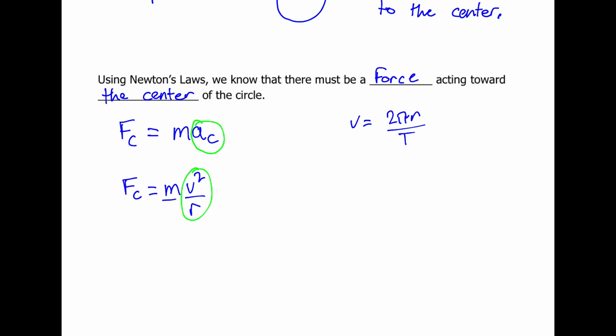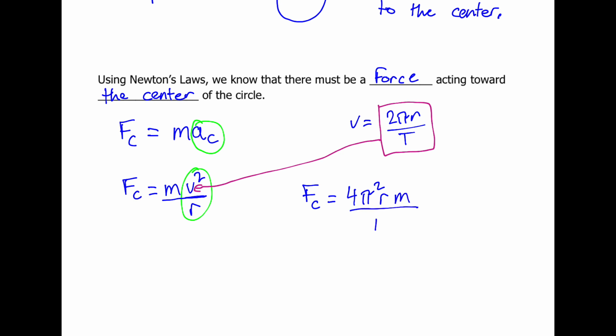Now we have one more force equation. So next thing we're going to do, as Jacob so kindly suggested, is take this velocity term and put it into there. Now, we can do this with algebra, or I could show you the answer. We're just deriving the formula. Skip to the end. Fc equals 4 pi squared r m over t squared.